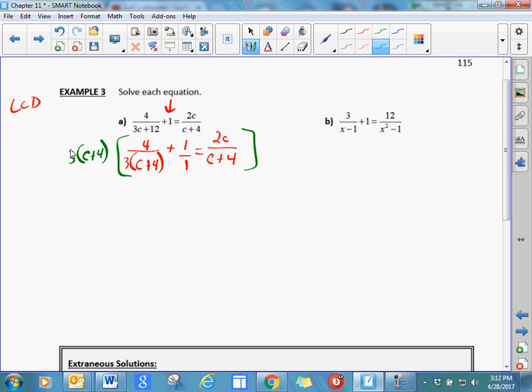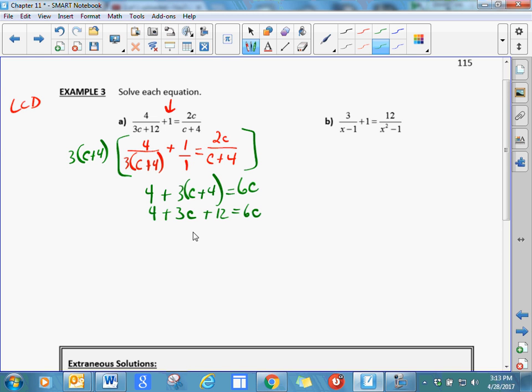And I'm going to see that this denominator cancels in its entirety with our LCD, so that just leaves me with 4. However, 1 doesn't cancel anything, so I have to multiply this numerator by the entire LCD. And on the other side of the equal sign, the c plus 4's cancel, and I have to multiply the 3 times the 2c that's already there, which is 6c. So this becomes 4 plus 3c plus 12 equals 6c.